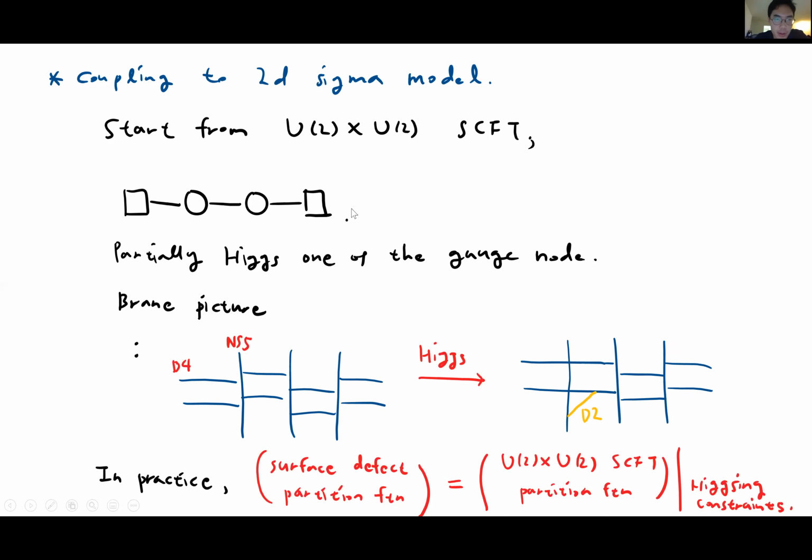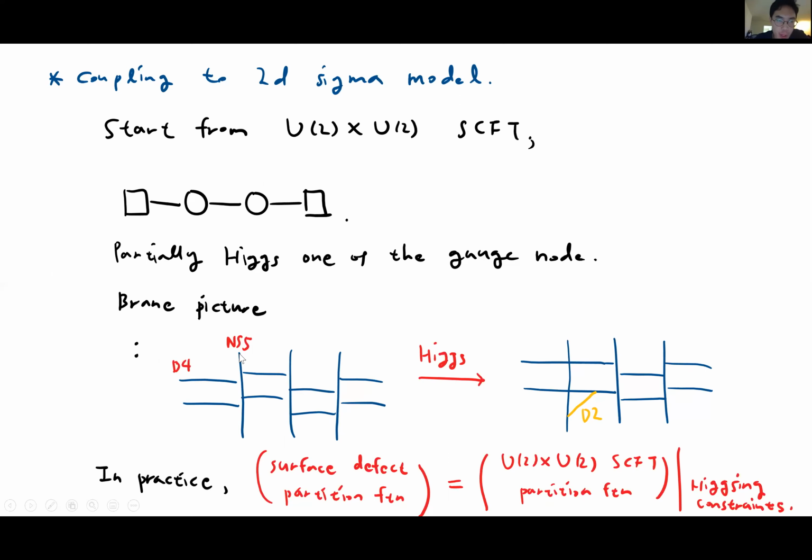This U2 cross U2 gauge theory can be engineered by this brane configuration. We have 3 NS5 branes, vertical, and we have 2 D4 branes suspended between these NS5 branes and infinity. In particular, these 2 finite length D4 branes correspond to this gauge node. And now what we do by partial Higgsing is align these two D4 branes across the leftmost NS5 brane.